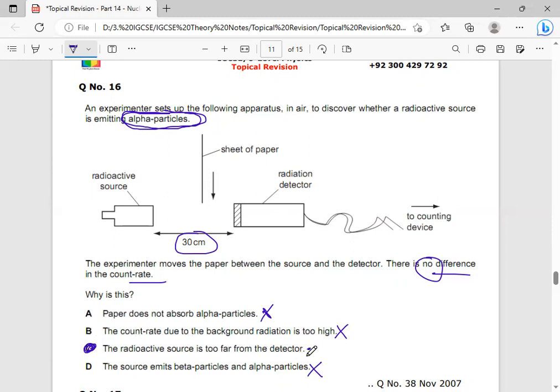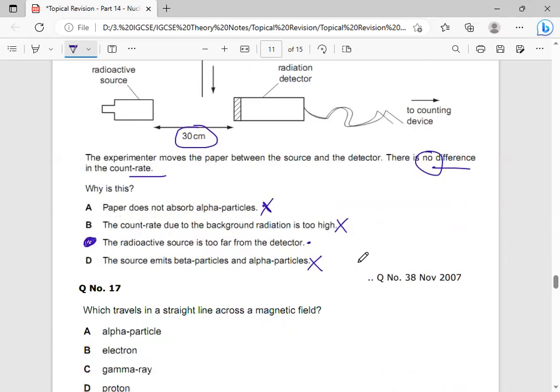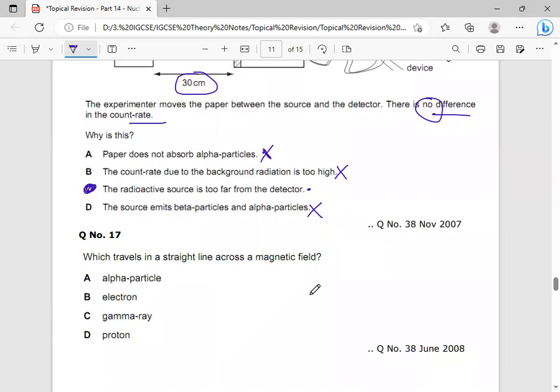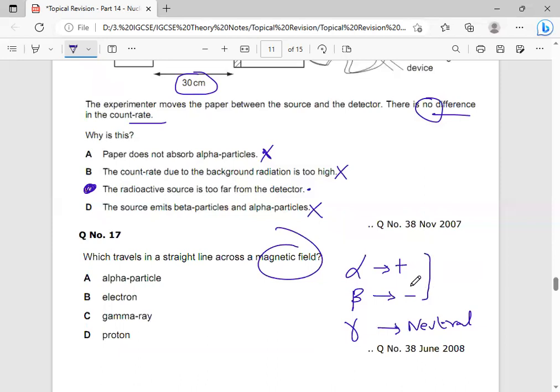The source is too far away from the detector. Which ray travels straight? Alpha are positively charged particles, beta are negatively charged, and gamma is neutral. So these two radiations show deflection in electric and magnetic fields, and gamma rays travel straight.